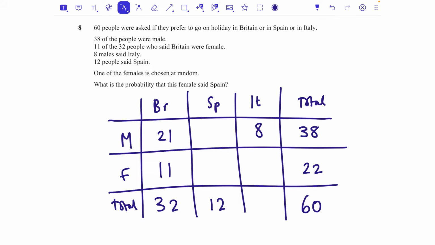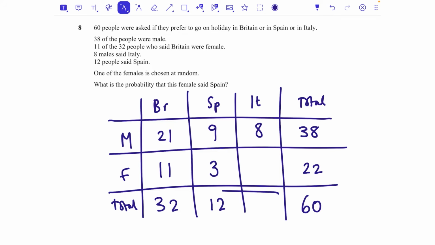Okay, so now we just need to work out all the missing numbers. I know that these 3 numbers need to add up to make 38. I've got 29 so far, so I must have another 9 here. 9 add what to make 12? Well, that needs to be a 3, so that it adds to make 12.